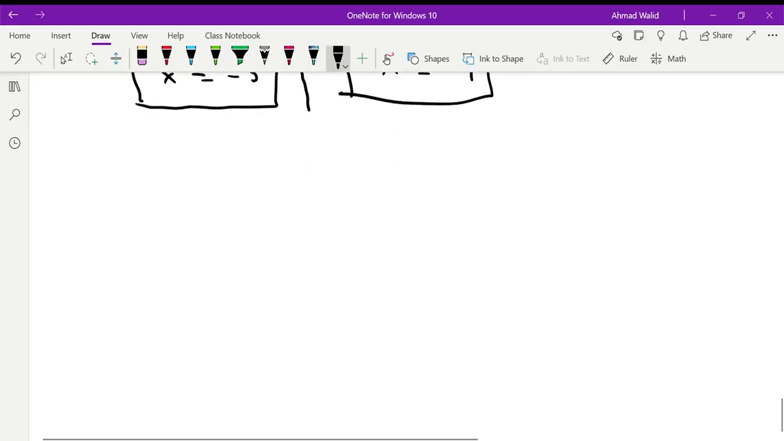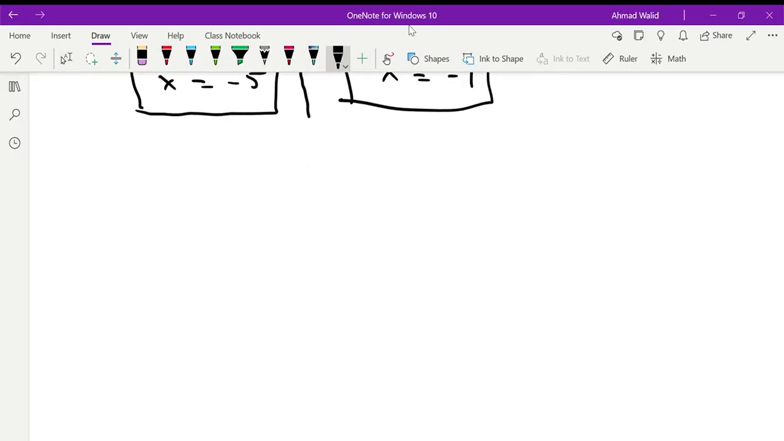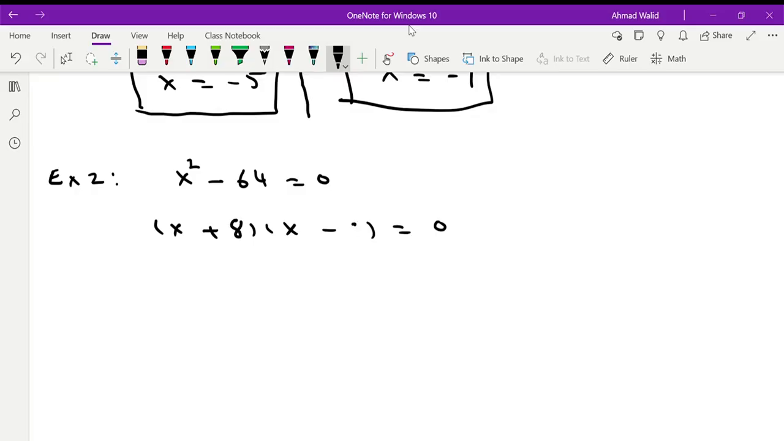Let's do another example. Example number 2. x squared minus 64 equals 0. Both of them have a perfect square root. Then I'll open two parentheses, x and x, one of them positive, one of them negative. What is the square root of 64? 8. Now set each parenthesis equal to 0, x plus 8 equals 0, and x minus 8 equals 0.